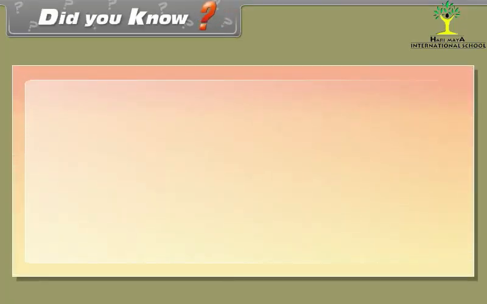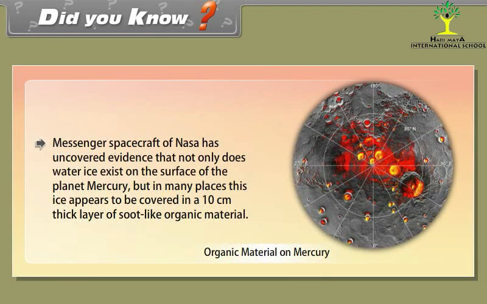Did you know? The Messenger spacecraft of NASA has uncovered evidence that not only does water ice exist on the surface of the planet Mercury, but in many places, this ice appears to be covered in a 10 centimeters thick layer of soot-like organic material.